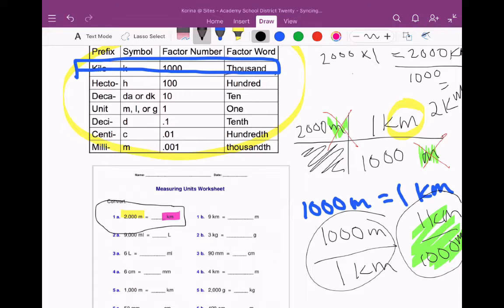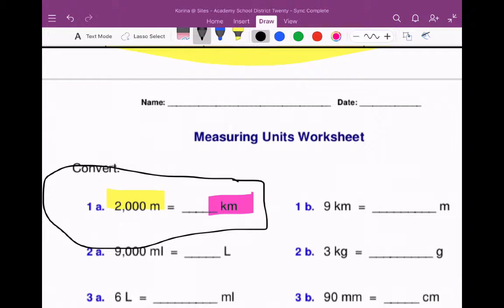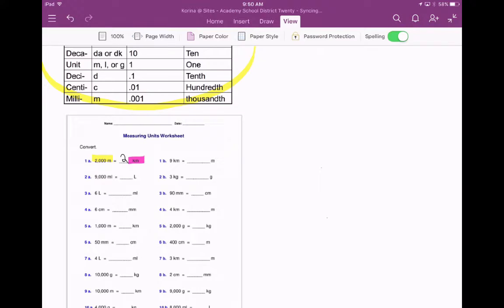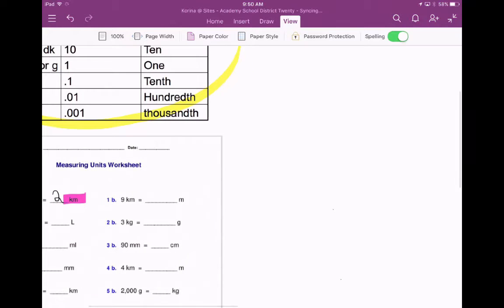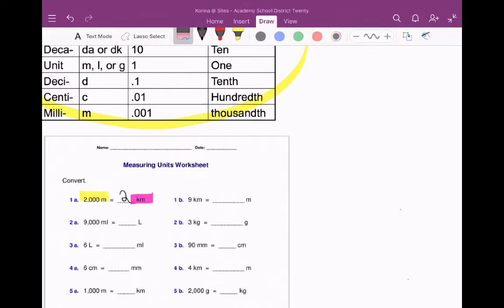So in our practice problem over here, we have 2. So let's look at our next problem here, 1b. 1b is essentially the same, except our meters and kilometers here are switched. So instead of going from meters to kilometers, we are going from kilometers to meters.